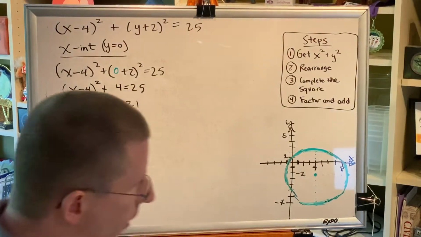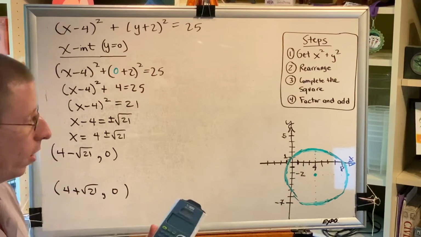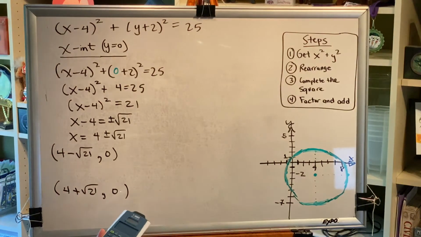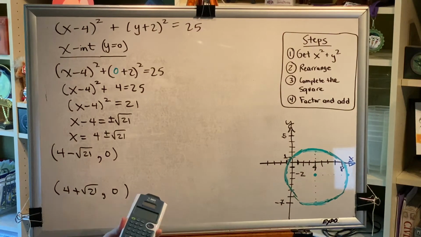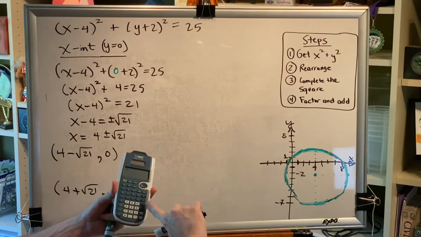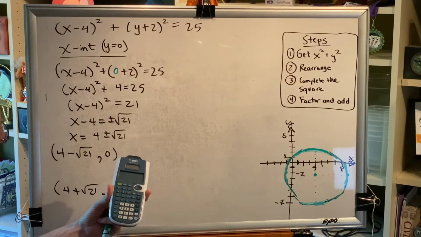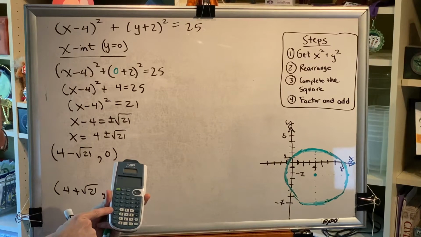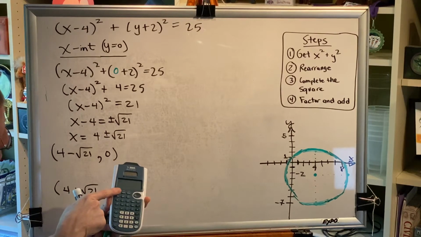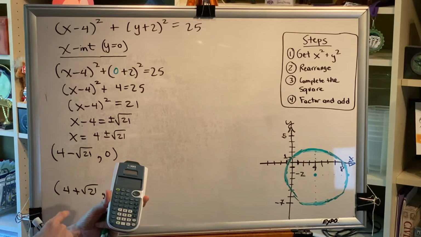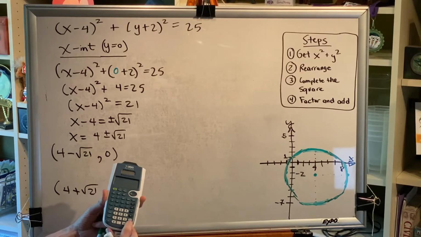I'm using the TI-30XS MultiView calculator. Alright, so let's put this in. 4, subtract, the subtract key is the one in dark gray over here on the right, square root, which is in green above the x squared key, so I have to green shift, then hit x squared, 21, enter.